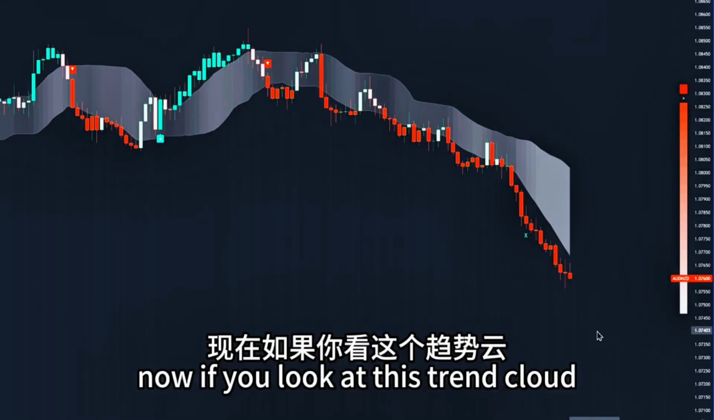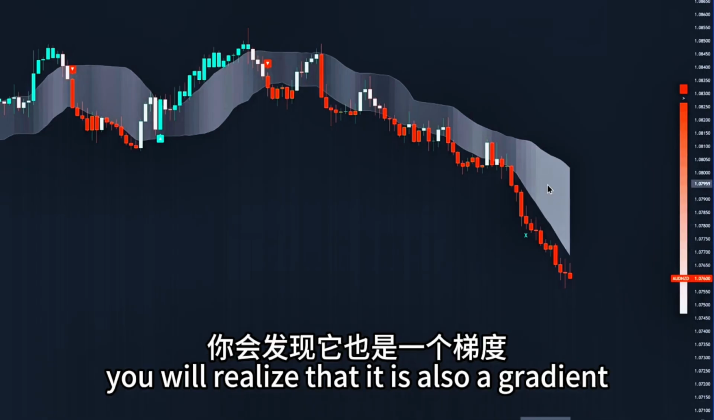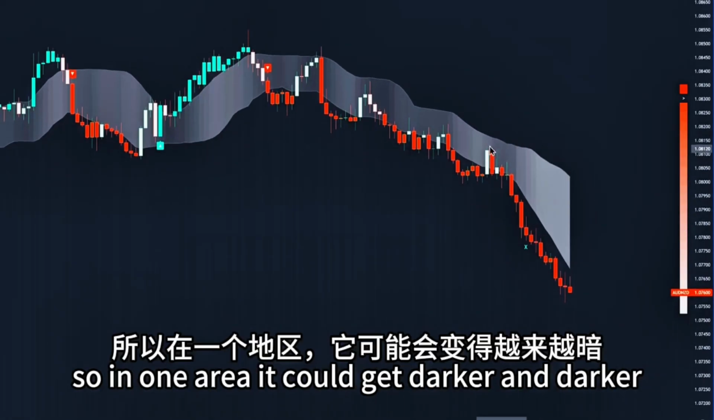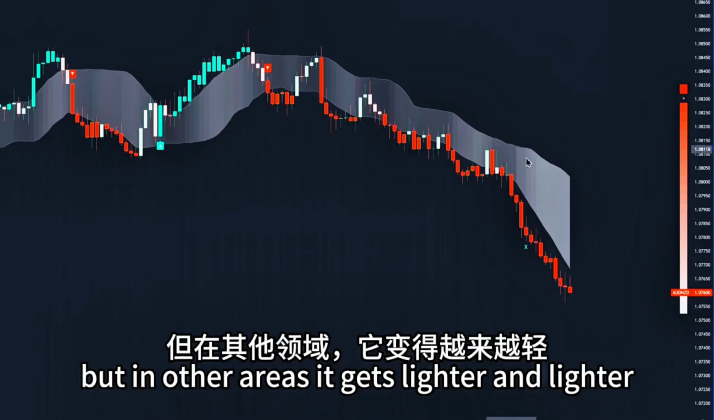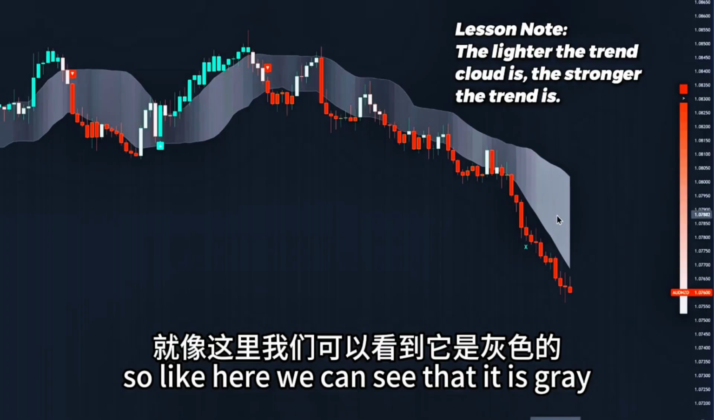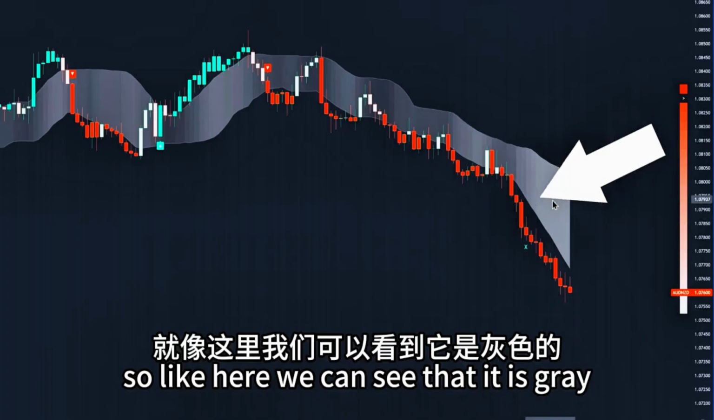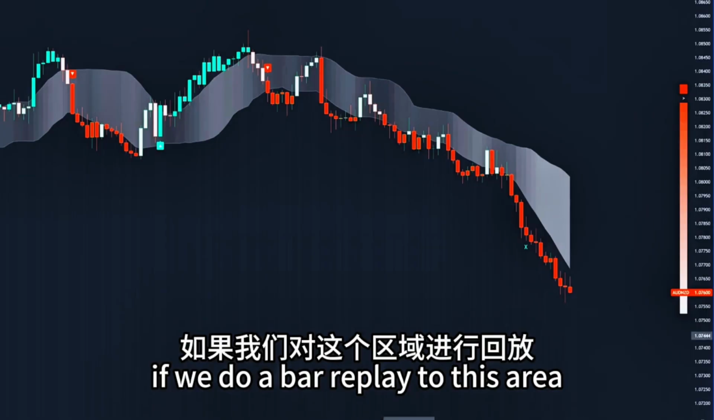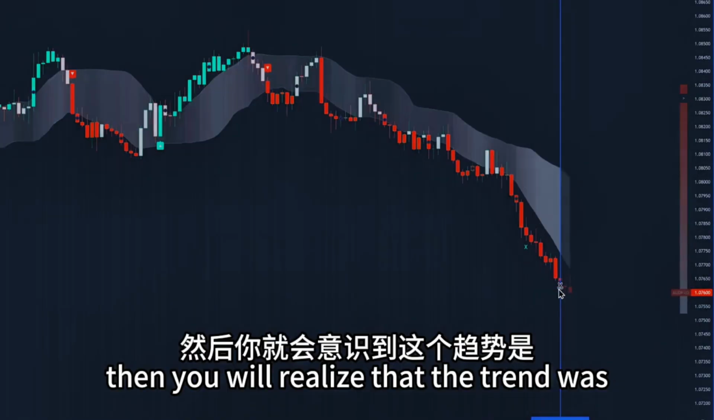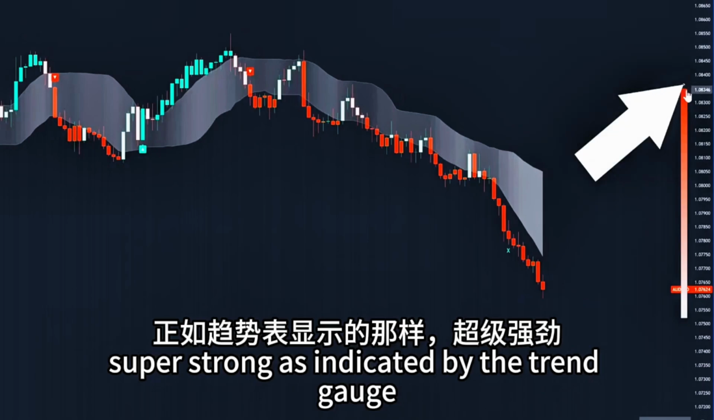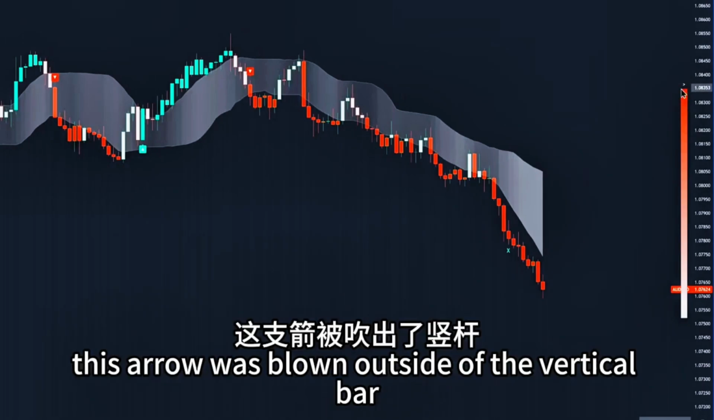Now, if you look at this trend cloud, you will realize that it is also a gradient. So in one area, it could get darker and darker, but in other areas, it gets lighter and lighter. So the lighter it is, the stronger the trend. So like here, we can see that it is gray, but the lightest shade of gray. If we do a bar replay to this area, then you will realize that the trend was super strong as indicated by the trend gauge. As you can see, this arrow was blown outside of the vertical bar.